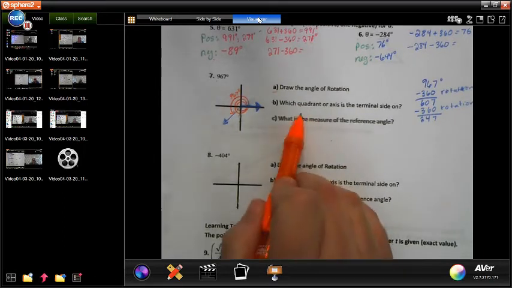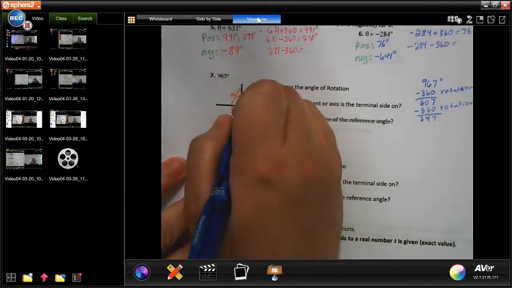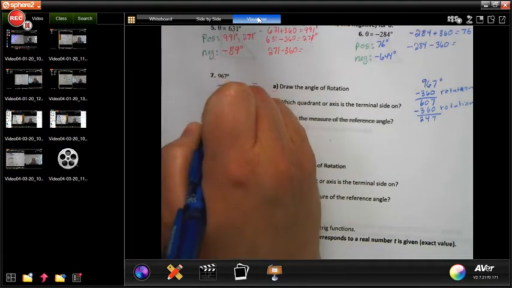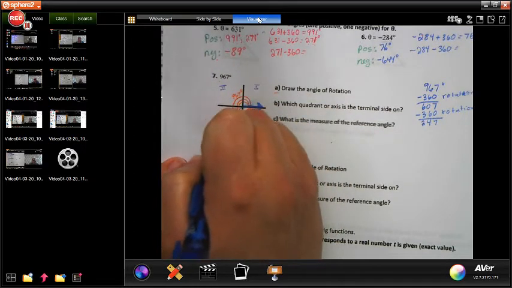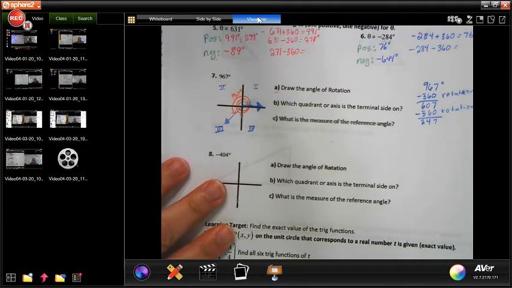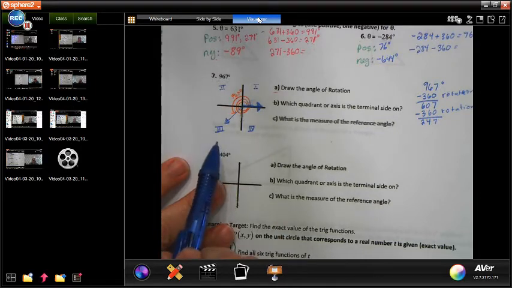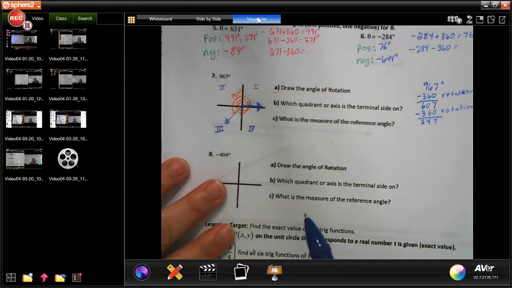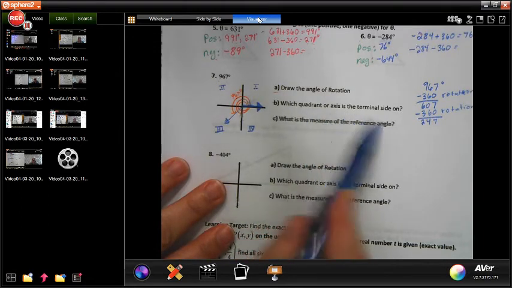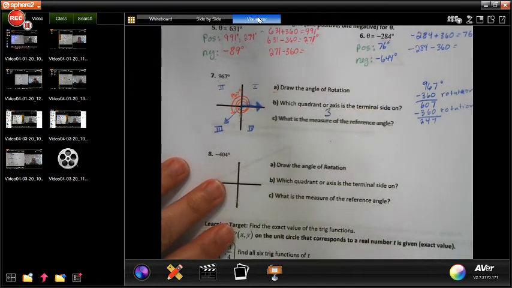It says which quadrant or axis is the terminal side on. If you remember quadrants, this is quadrant 1, this is quadrant 2, this is quadrant 3, and this is quadrant 4. And I believe on the test I have it listed with the Roman numerals, and with the actual physical numbers 1, 2, 3, and 4. So which quadrant or axis is the terminal side on? The terminal side is pointing to quadrant 3, so that's 3.